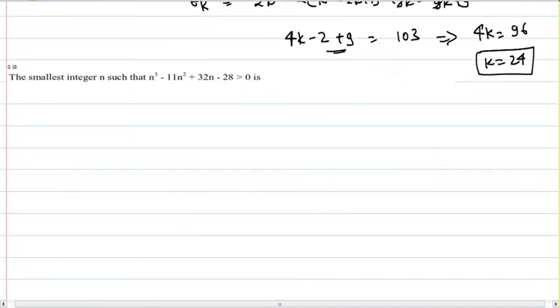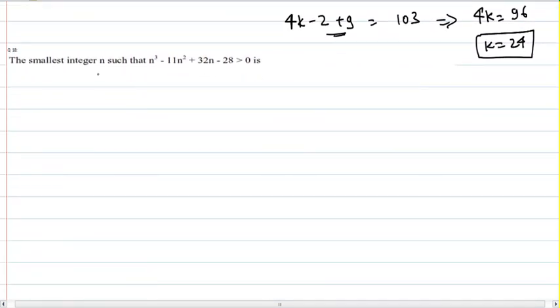What do we have here? The smallest integer n such that n cube minus 11n square plus 32n minus 28 is more than 0.